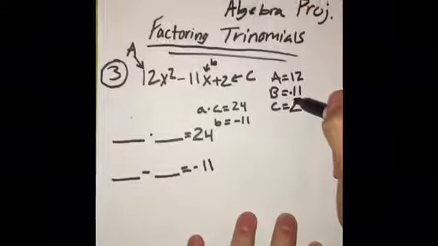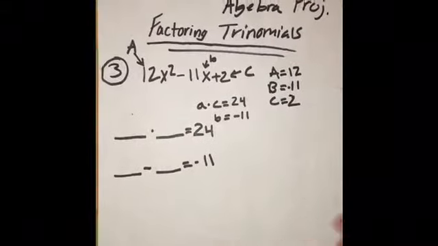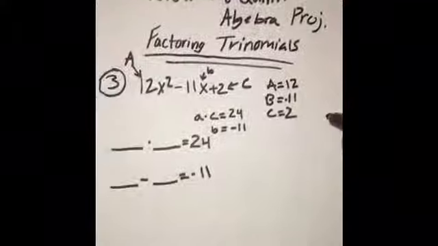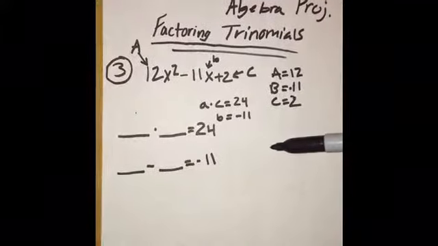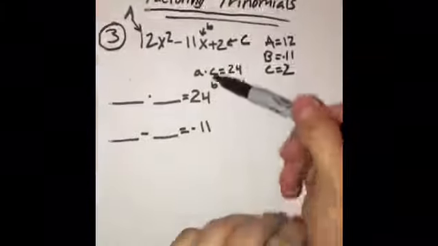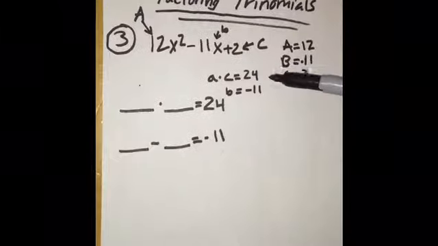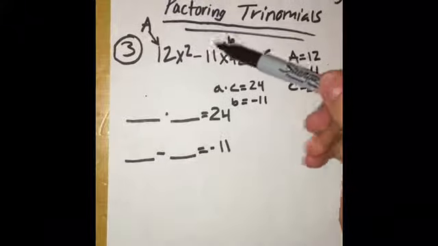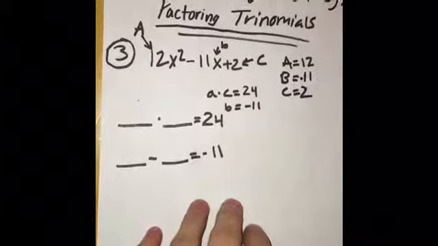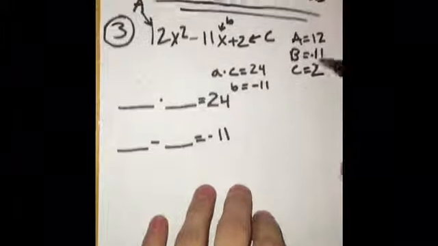Let me fix that. Quinn's got to work on his handwriting. And so we would set it up as you would multiply the A and the C, as you can see we did here. And that comes out to 24, and then you just use the B, which is negative 11. And we're just gonna put that down here.